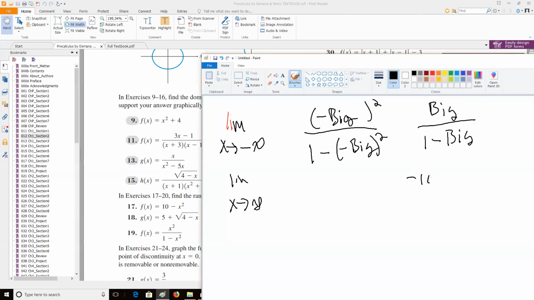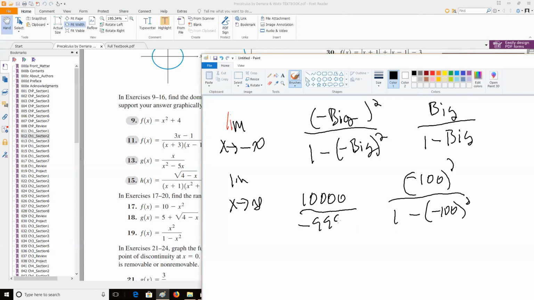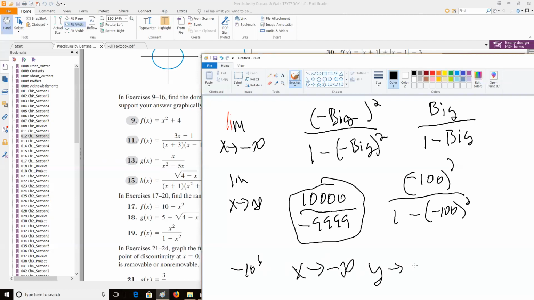What if we substitute in negative 100 and square it, over 1 minus negative 100 squared? That becomes 10,000 on top, and on the bottom 1 minus 10,000, which is negative 9,999. This is very close to negative 1, and as we go out further, to negative 1,000,000 or negative 10 million, these two numbers get very close to the same. That tells me as x goes out to negative infinity, y settles down to a horizontal asymptote where y equals negative 1.